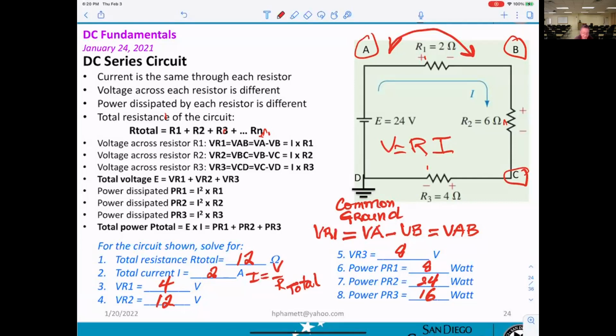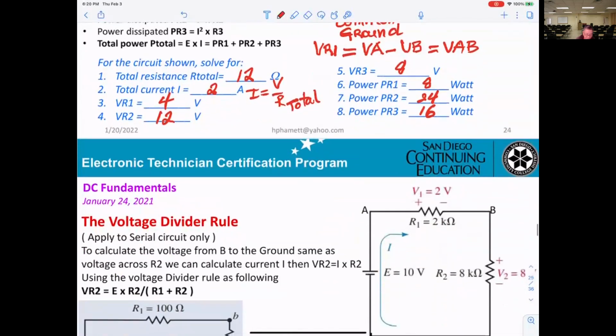Okay, so that is the calculation and also the answer. Does anyone have a question regarding the DC series circuit? Okay, if not, go on.